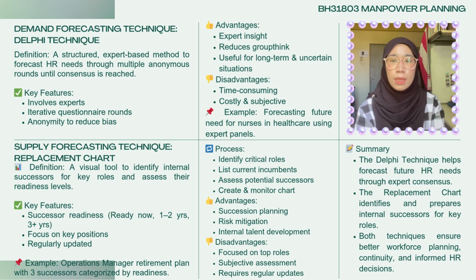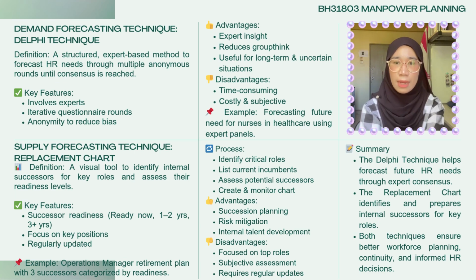It supports internal mobility, reduces the risk of talent gaps, and helps HR prepare development plans for future leaders. But on the downside, it usually focuses only on high-level roles and can become outdated if not regularly reviewed. There is also the risk of bias when evaluating successor potential. For instance, if a company knows their operation manager is retiring soon, they can use a replacement chart to groom suitable candidates ahead of time.